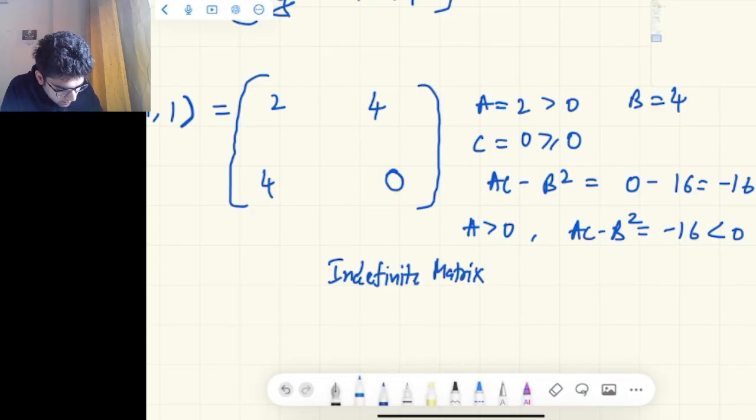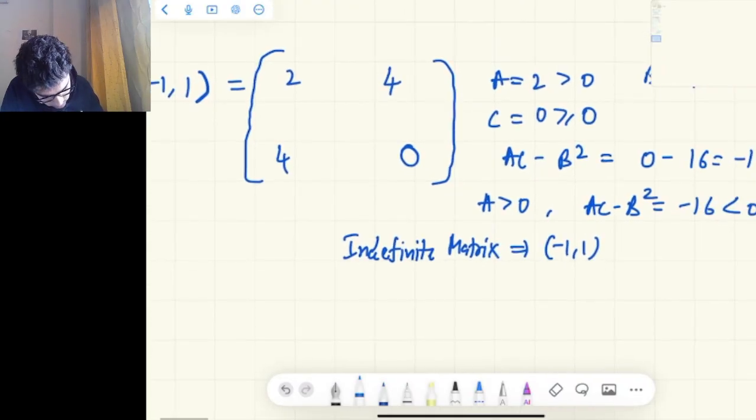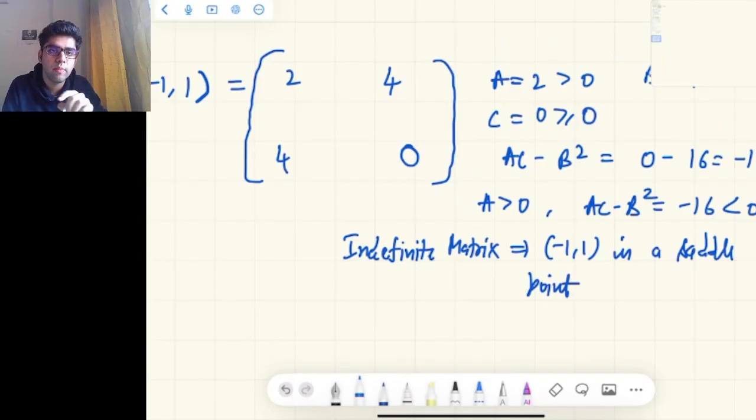Which implies that minus 1 comma 1 is a saddle point. And also remember one thumb rule: whenever AC minus B square turns out to be negative, we always classify that point as a saddle point, which means it is neither a maxima nor a minima. From one angle it looks like a maxima, and from another angle it looks like a minima, right? Saddle point.